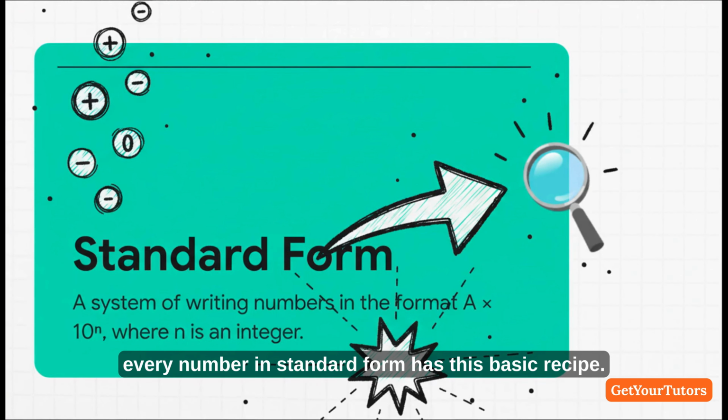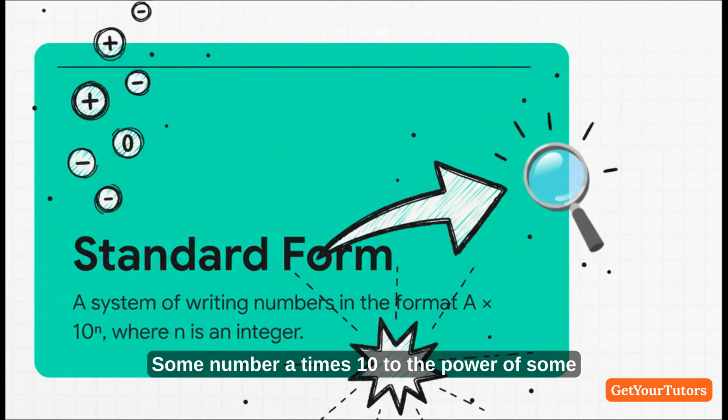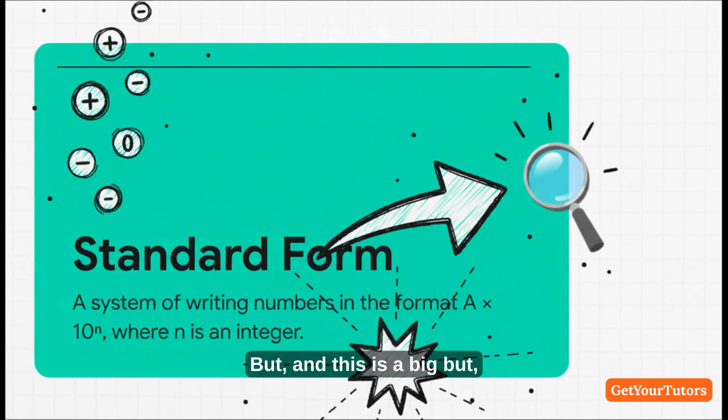Well, every number in standard form has this basic recipe: some number a times 10 to the power of some other number n. a is our main number, and n is just an integer. It can be positive, negative, whatever. But, and this is a big but, there's one rule to rule them all.